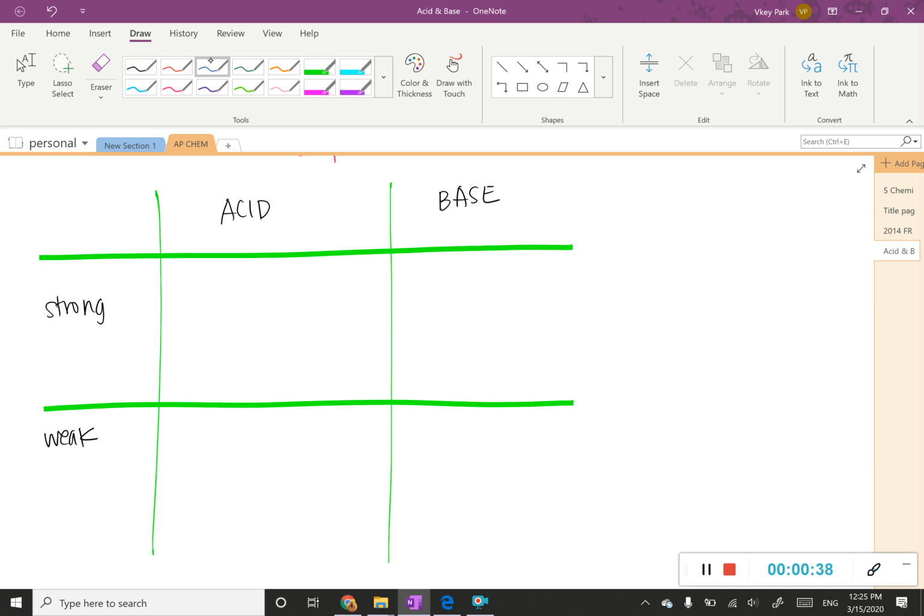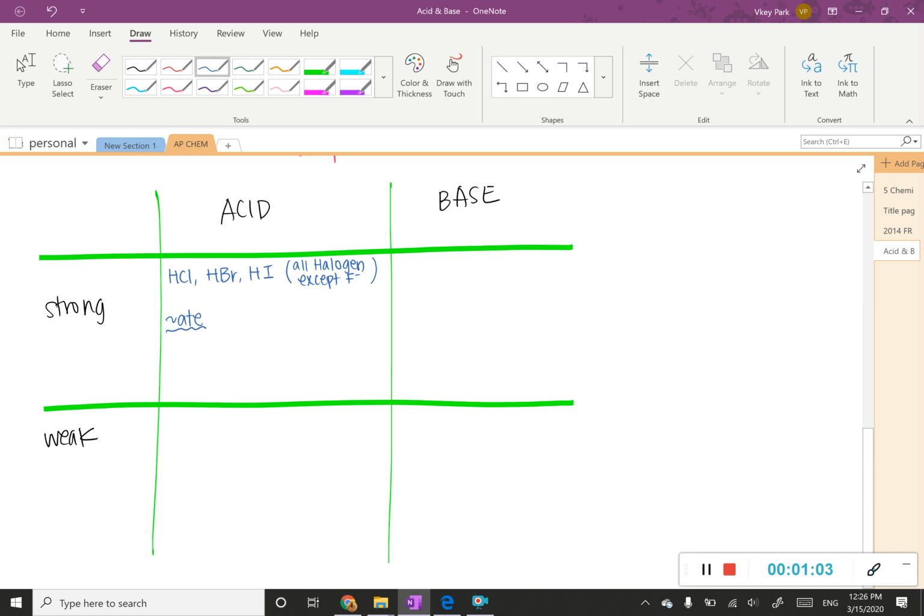So let's talk about the strong acids. All the strong acids are going to be any proton bonded to a halogen. So HCl, HBr, and HI. Now notice that fluorine is not part of it. So it's all halogens except for fluorine. If you can just remember this, it'll make your life so much easier.